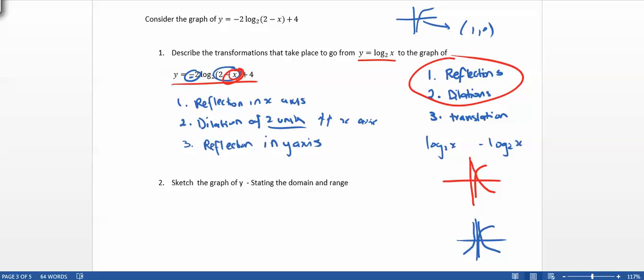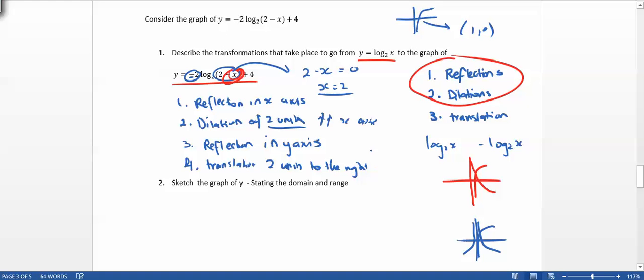So we move on, and now let's look at our translations. Well, for this to be equal to 0, 2 minus x equals 0. What does x have to equal? Well, x would have to equal 2. So therefore, we've actually moved that across 2 units to the right. So translation, 2 units to the right. And then lastly, I won't write it down, I'm in a hurry. The last one is the translation of 4 units up.